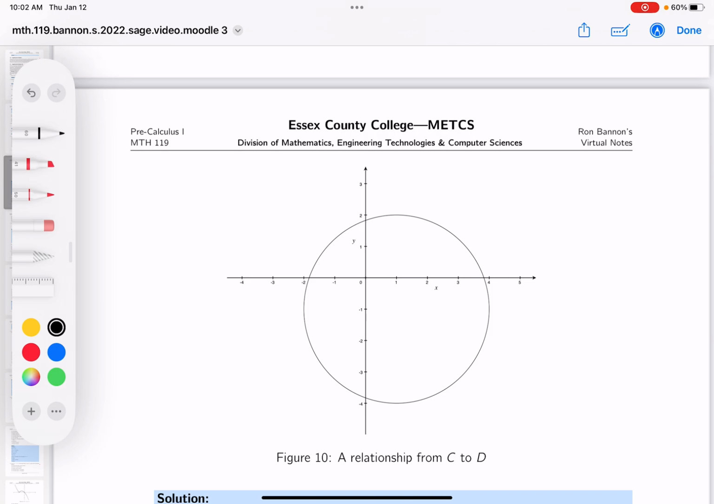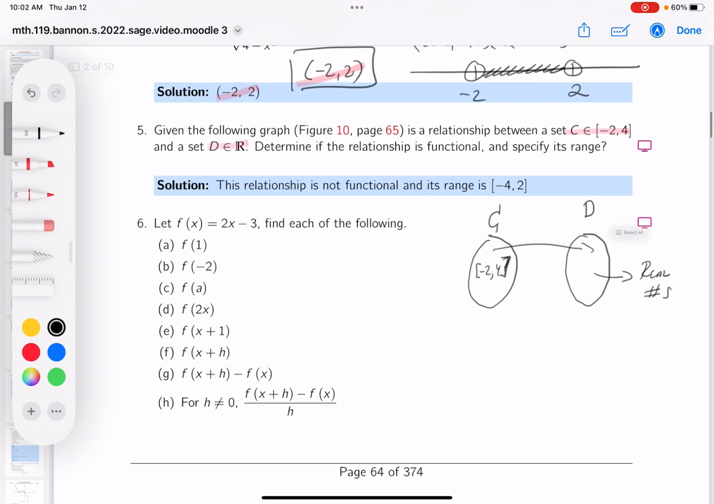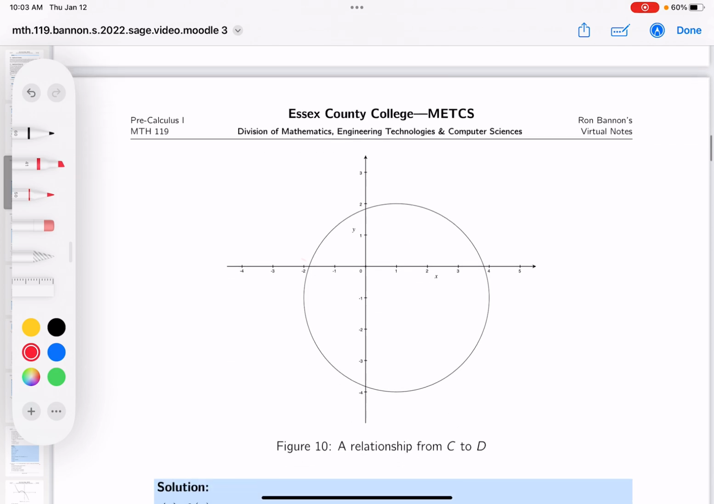I want to again recommend that you go back and read that again. What's C? C goes between -2 and 4. All right, so I see that. This is the -2, and that's the 4. And this is what's known as the domain of the problem. This is the domain. So the domain are the numbers from -2 to 4. Now someone says, I wonder what the range is.